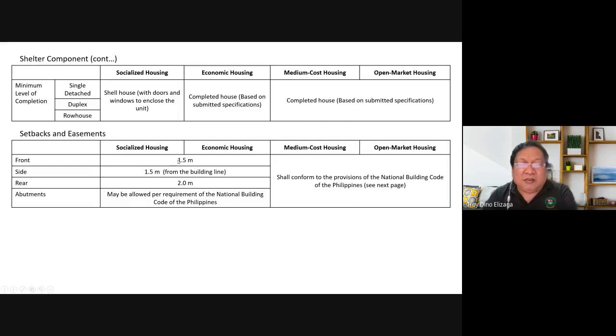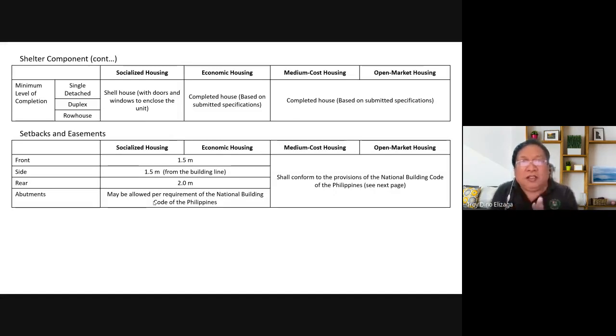For single detached house, the front is 4.5. Okay, and then the side is always 2 meters. Here is 1.5, and then 2.0. Abutments refer to projections, no? From the main walls of the building, something projects outside, and then they can be allowed. What are these projections? Like the roof eaves, okay?